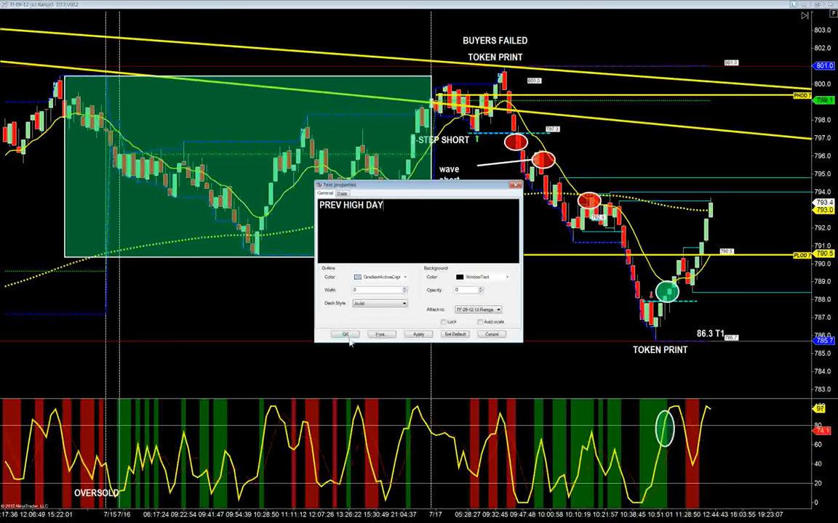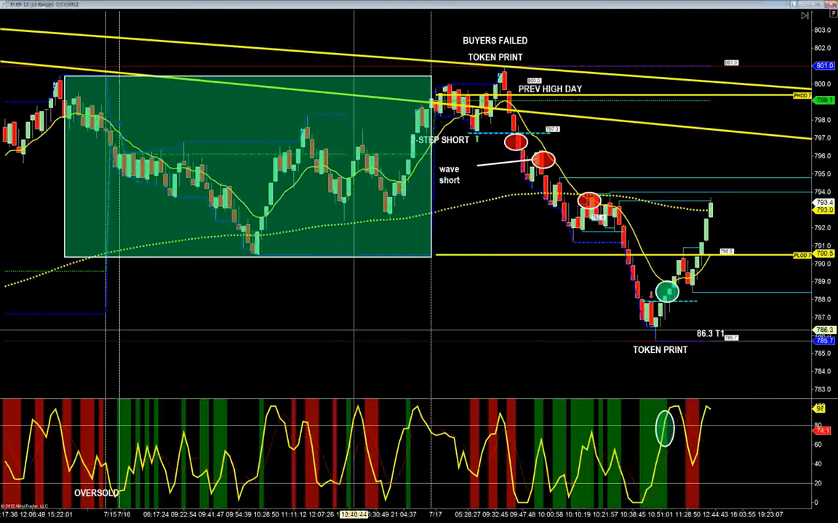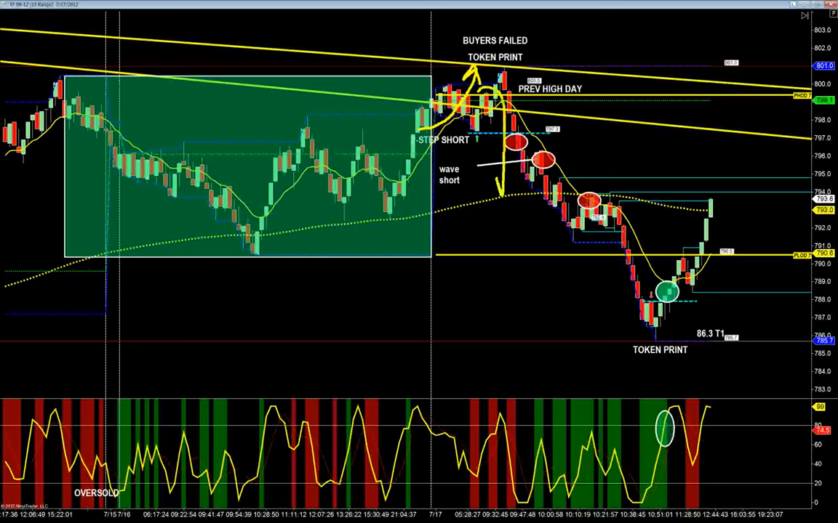Now, the previous high of day is a pretty big, important level for us, isn't it? In fact, we know that when we're around the previous highs and previous lows, anything can happen. So when we went above the previous high of day and then failed, what did that tell me? It told me the buyers had failed and that we now should sell short. So what did we talk about? We talked about two-step short. We talked about wave short, wave short, wave short.